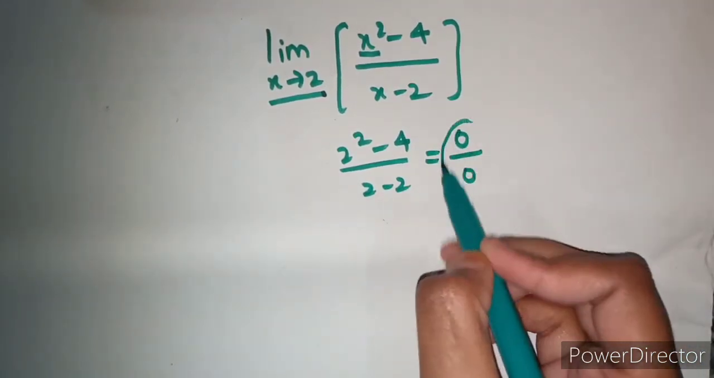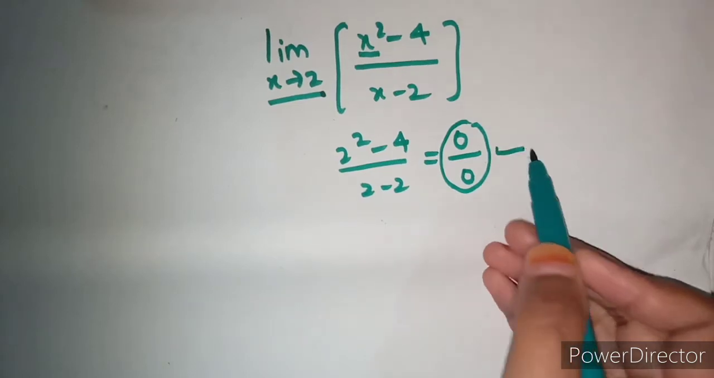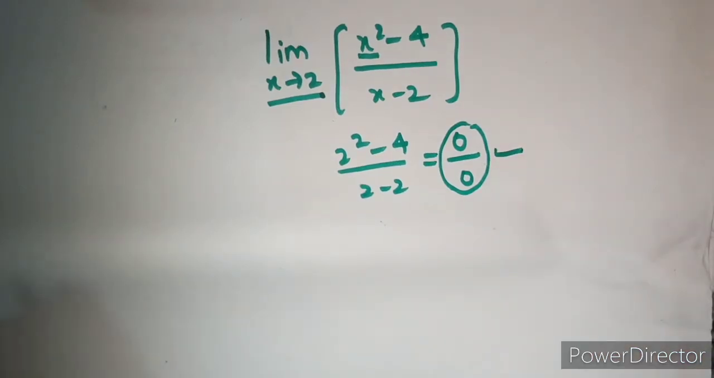This 0 by 0 form is called an indeterminate form. Why? Because the value of this expression cannot be determined. It has more than one different value. So it is called an indeterminate form.